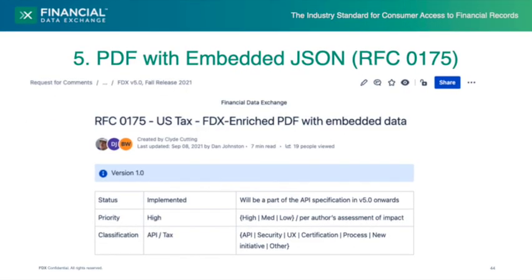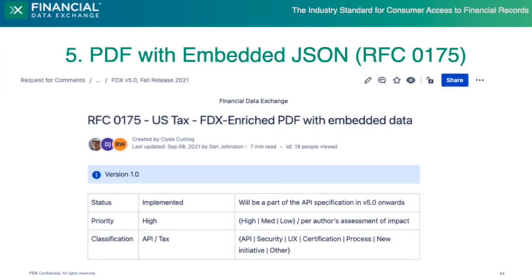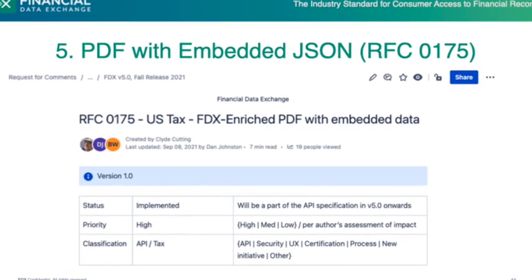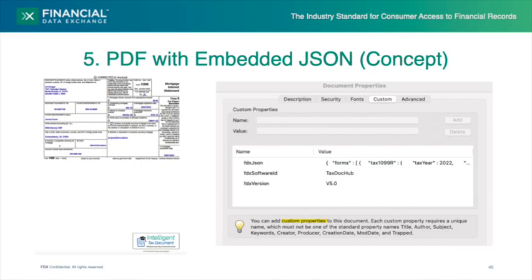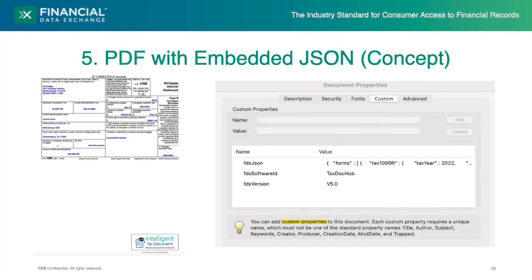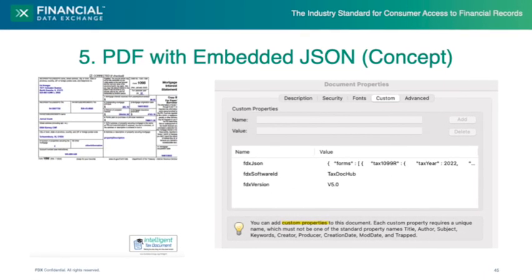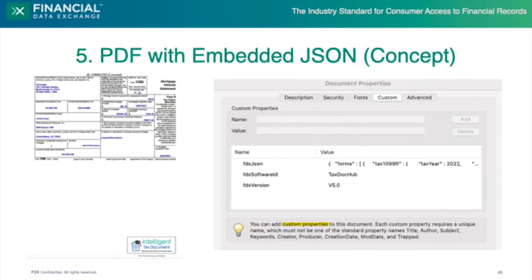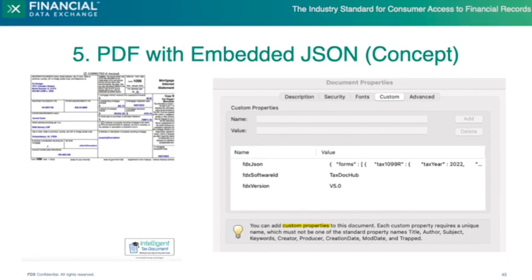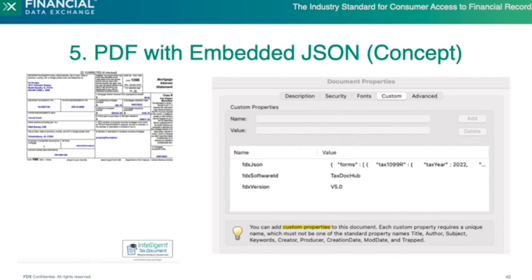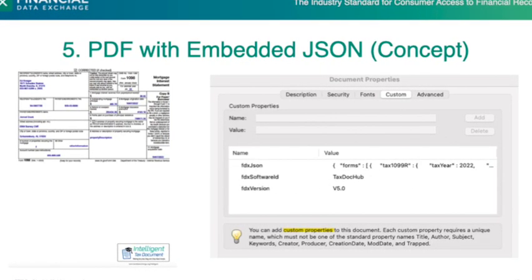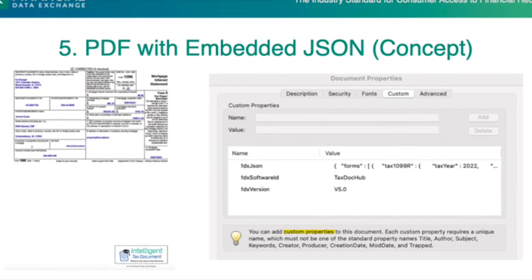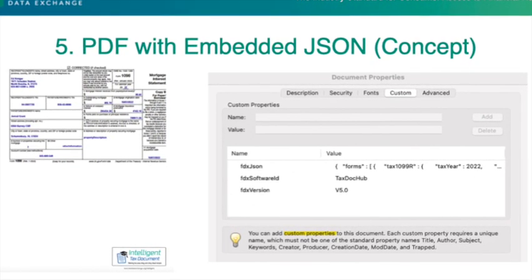The second file download implementation was defined in RFC 175. The RFC title reads FDX Enriched PDF with Embedded Data. RFC 175 takes advantage of a PDF feature known as custom properties. Custom properties are key value pairs. By serializing the document data to a JSON string and placing the string in a custom property value, the data can be extracted by tax software applications with 100% reliability and without the need to write custom PDF parsing code.